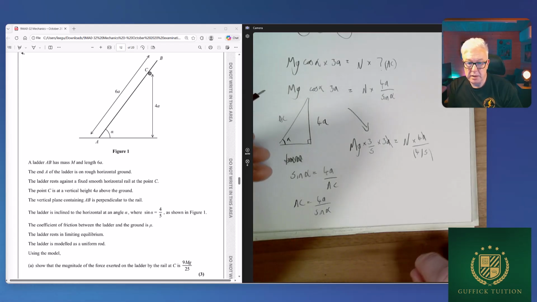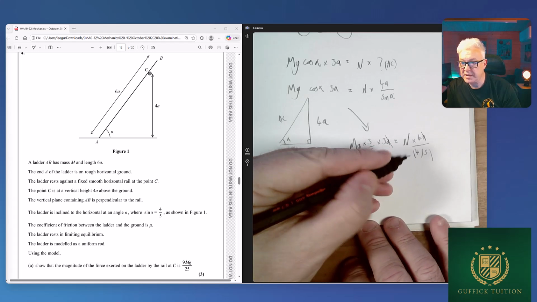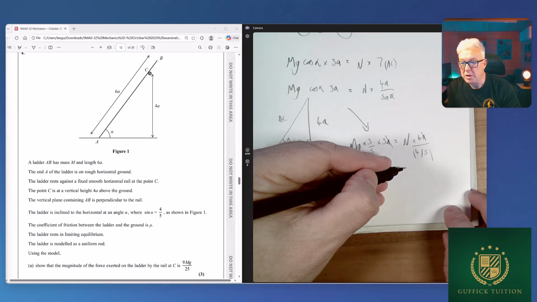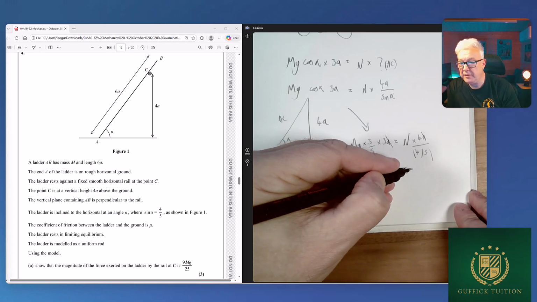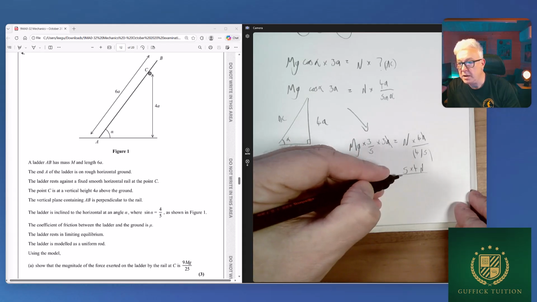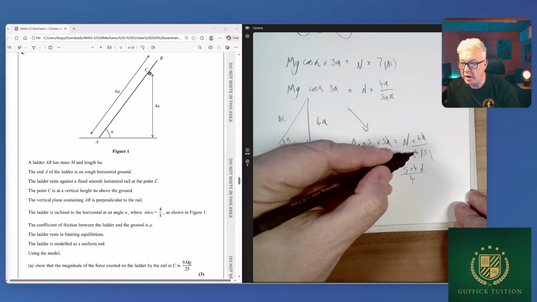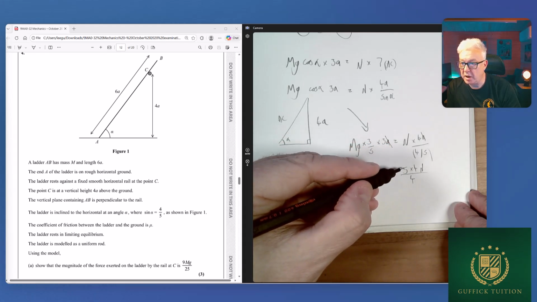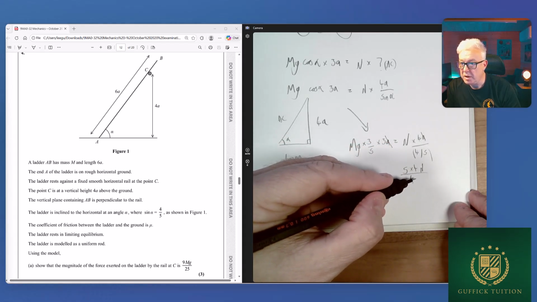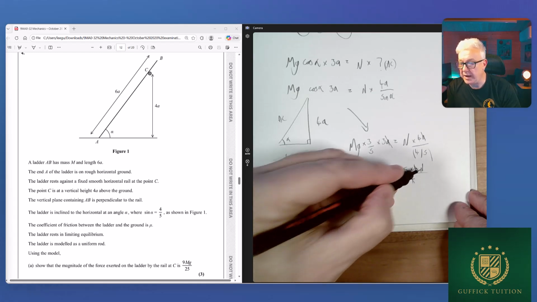What else can we do? Dividing by 4 over 5 is the same as timesing by 5 over 4, so we can say that that is 5 times n over 4, because dividing by 4 over 5 is the same as timesing by 5 over 4. Which means that that's going to cancel, so that means that that is 5n.